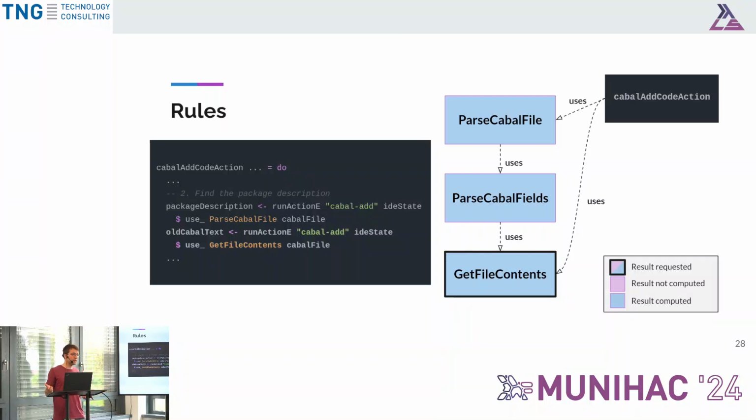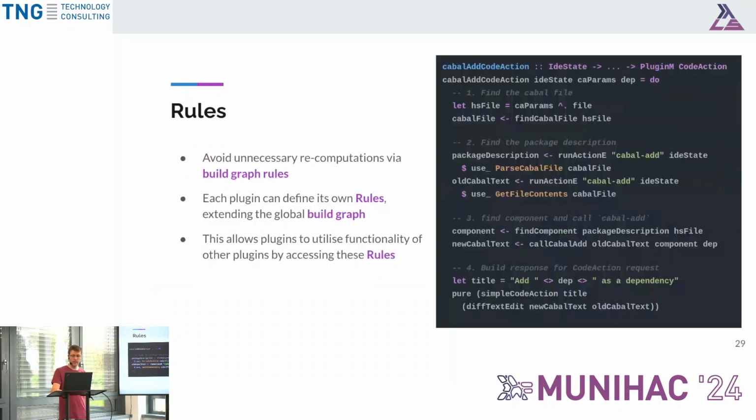stuff. In this case, get file contents doesn't have any dependencies, so the answer is yes, all dependencies are up to date. And so instead of rereading the cabal file from disk, for example, we can simply report the results immediately. And so we do not actually recompute. So we do not redo operations that have already been computed unless absolutely necessary.